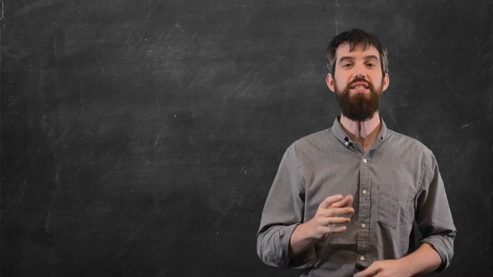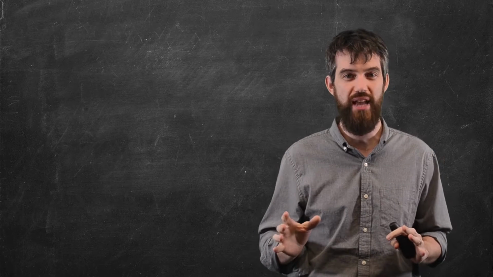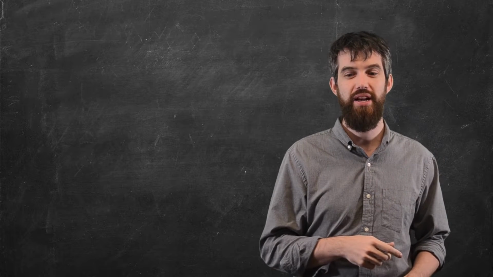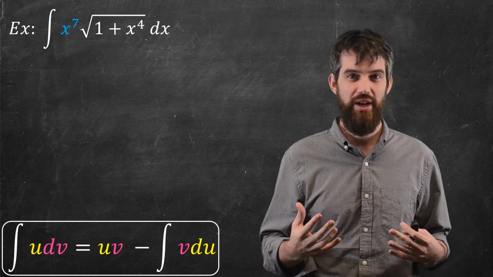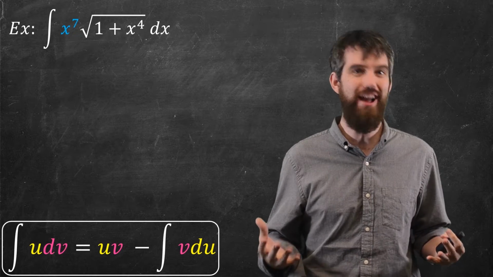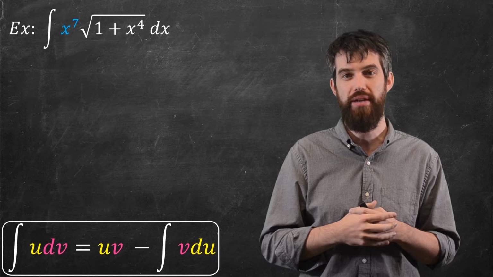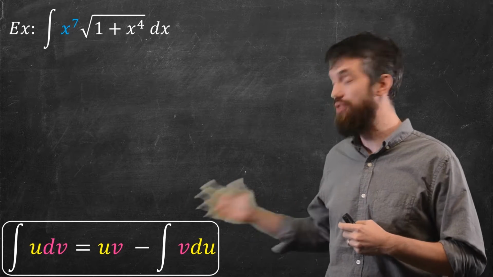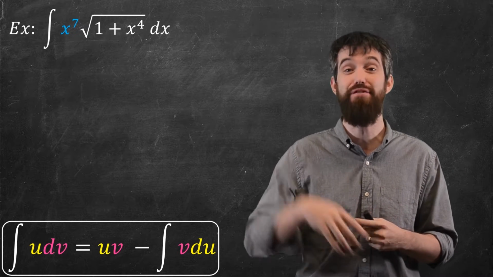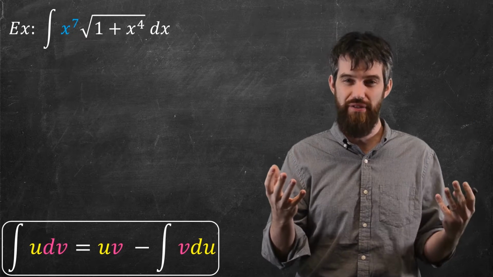In this video, we're going to see two slightly trickier examples of integration by parts. The first of them is going to be this. We've got the integral of x to the 7th times the square root of 1 plus x to the 4th dx. And I've put down here the integration by parts formula at the bottom. So we need to find a u, we need to find a dv.